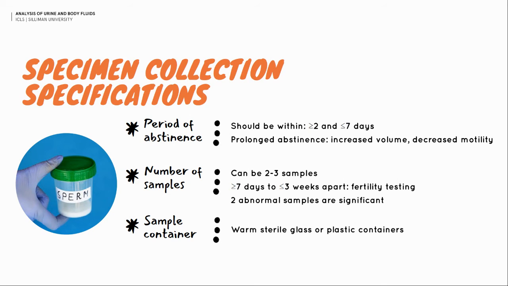And take note, 2 abnormal samples are considered significant. If there is only one, it cannot confirm that the patient is infertile. So again, 2 abnormal samples are significant for reporting. And the container should be a warm, sterile glass or plastic container.